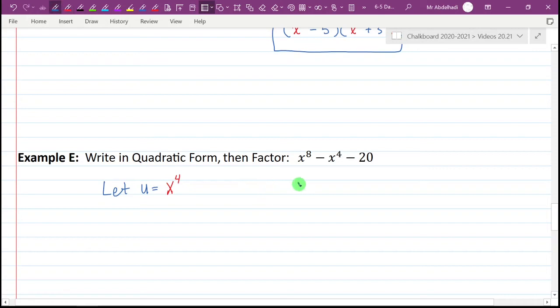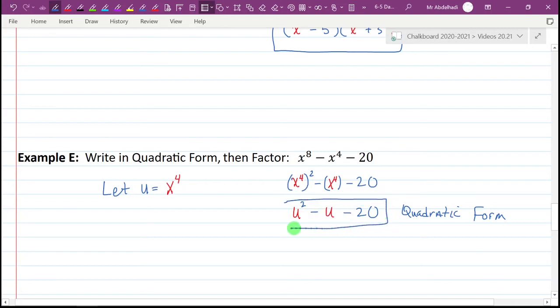So now what you realize, hopefully, is that this is really just x to the 4th squared, minus another x to the 4th, just copying that down, minus 20. So the 2 red things are this, which means I can substitute a u for them, and this becomes u squared minus u minus 20. Now this is a quadratic. This is in quadratic form now, and that's the part of the homework where they say write in quadratic form. So I'll box that as a partial answer.